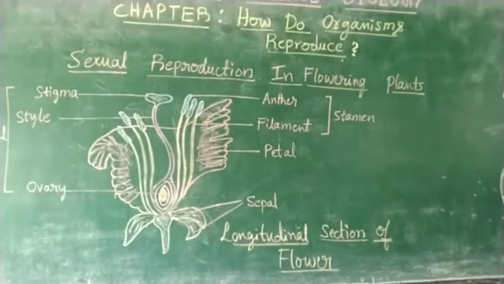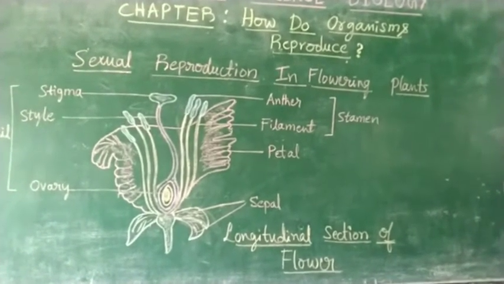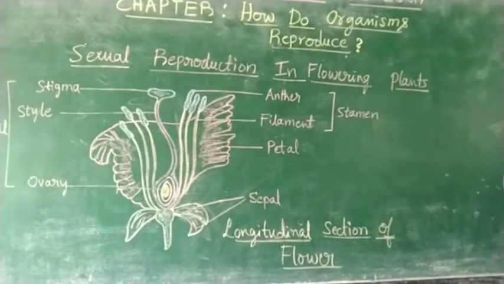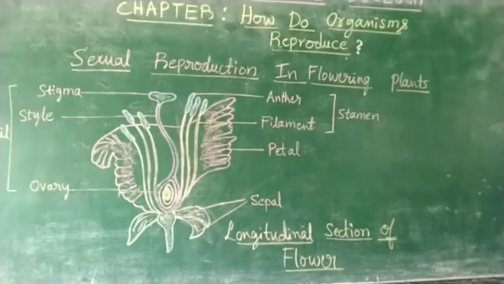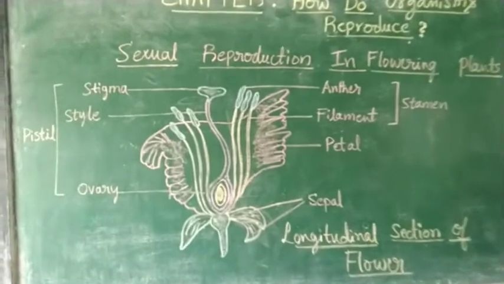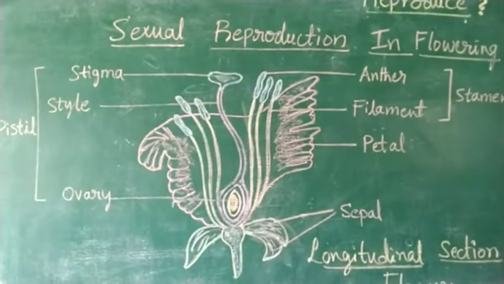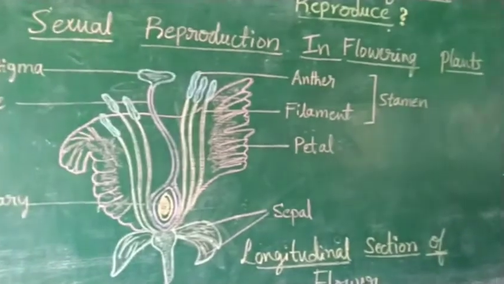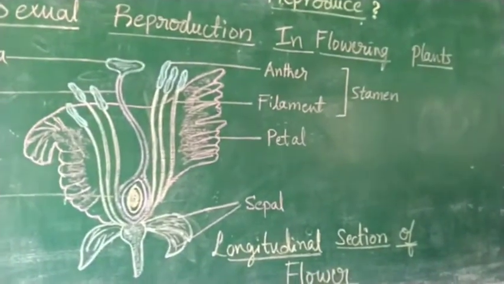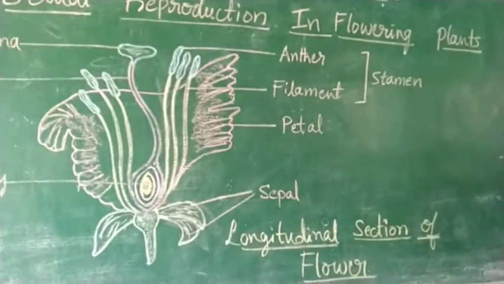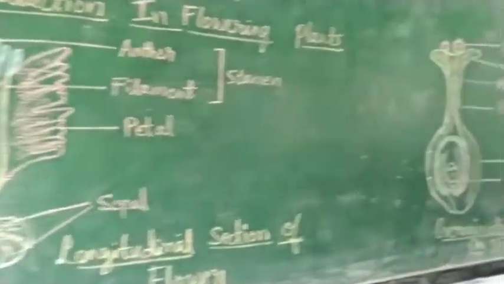Sexual reproduction in flowering plants includes the diagram of the longitudinal section of a flower. You are seeing the parts of the flower: stigma, style, and ovary making up the pistil; anther and filament making up the stamen. Along with that you have the petal and sepal.